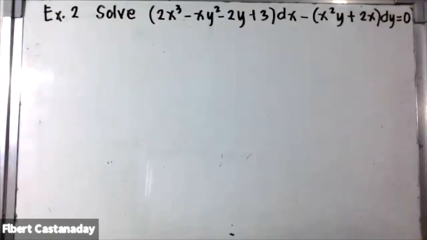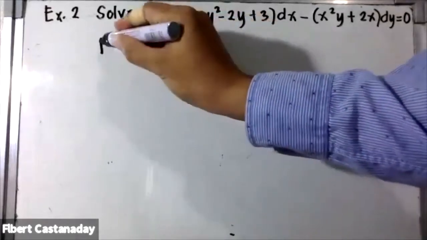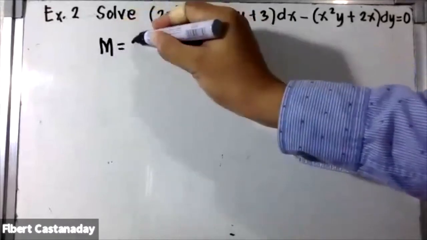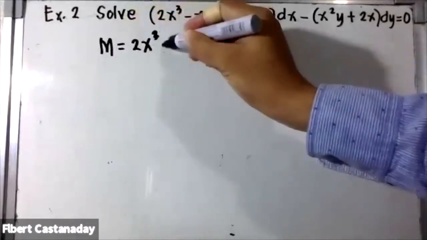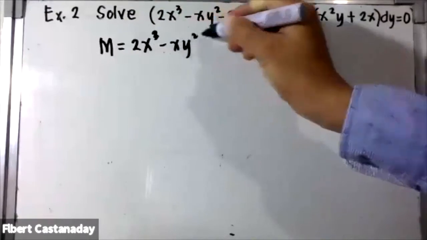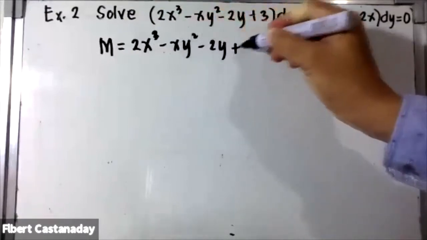Okay, our next example is: solve the quantity 2x cubed minus xy squared minus 2y plus 3 times dx minus the quantity x squared y plus 2x times dy equal to 0. The first step is to test this DE for exactness. So our M here is equal to 2x cubed minus xy squared minus 2y plus 3.